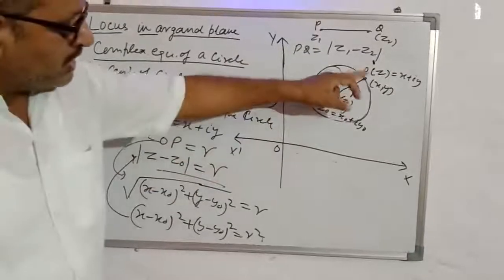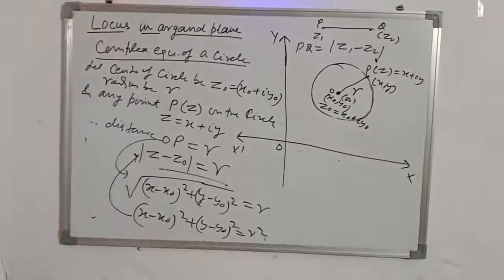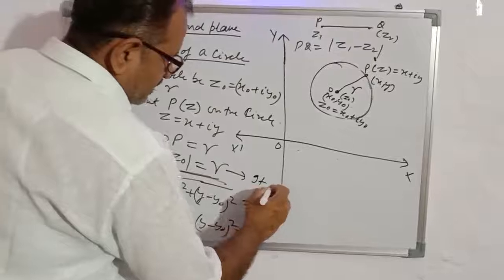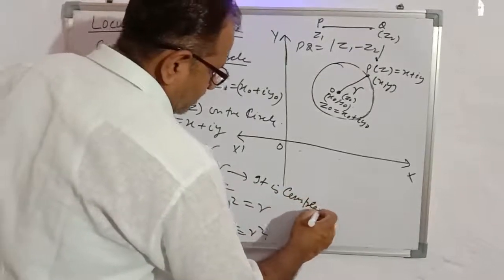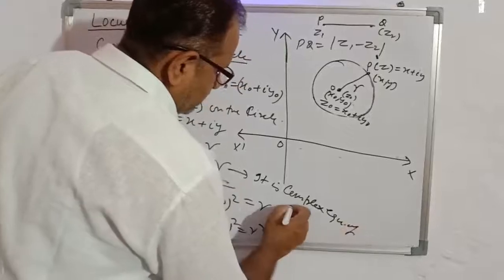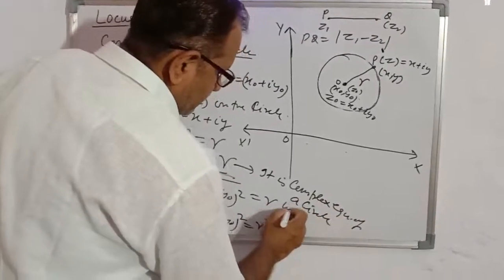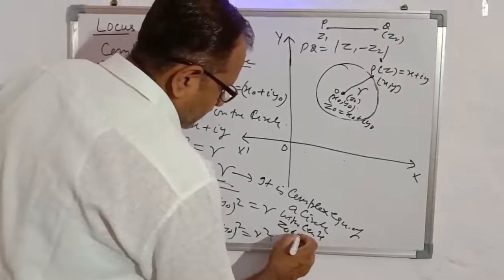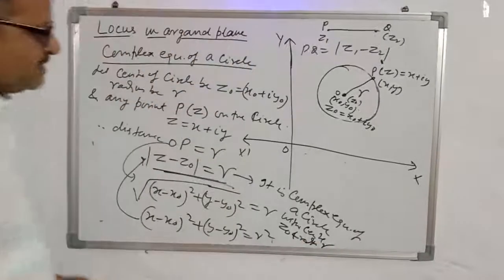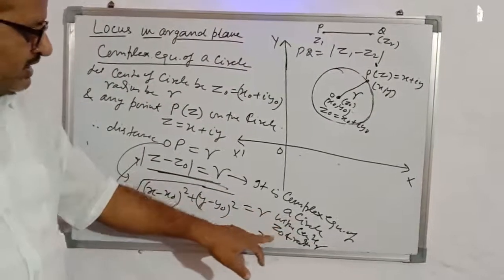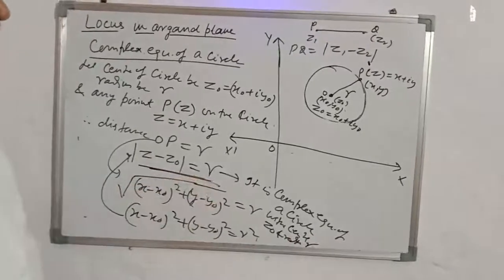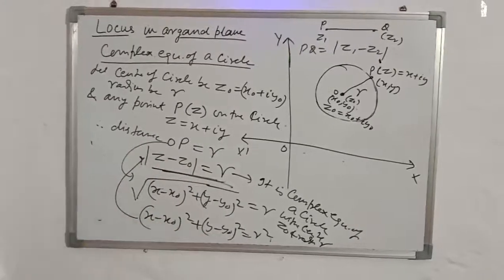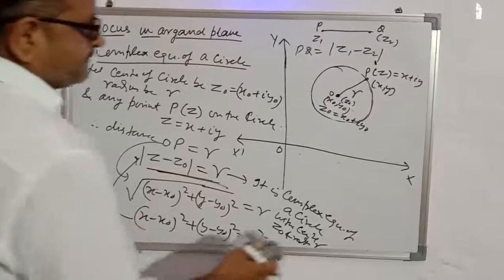It represents all the points which lie on the circle. So the complex equation of a circle is mod z minus z0 is equal to r. It is the complex equation of a circle with center z0 and radius r. This is the center and the radius r, because if we find mod of z minus z0, we will get this result. You can check it again.